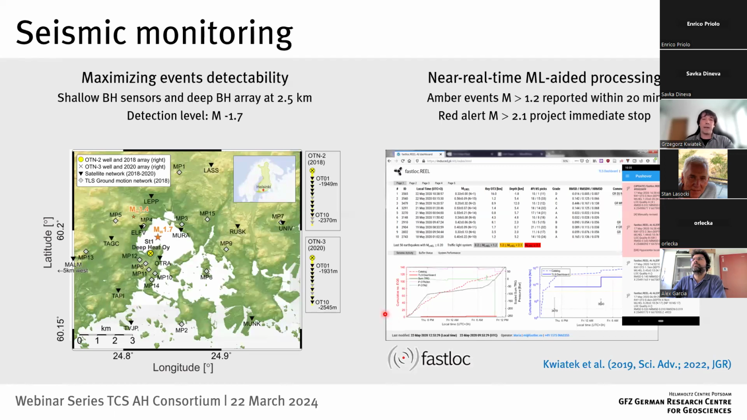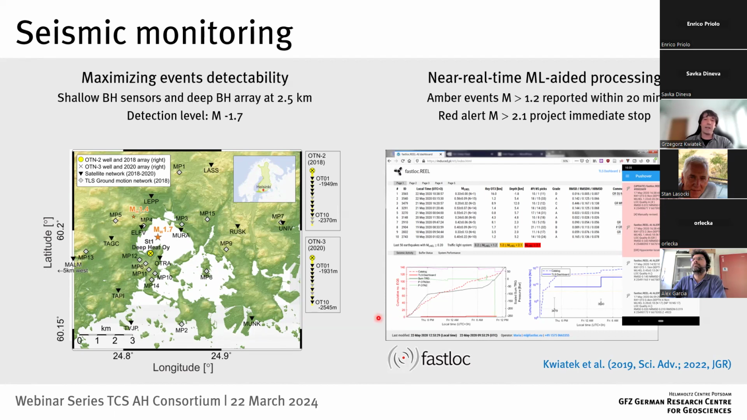The site operator, ST1, took past experiences of shutdown of some geothermal projects really seriously. So they established a very good seismic monitoring network that was aiming to maximize event detectability and enable near real-time processing of seismic data.